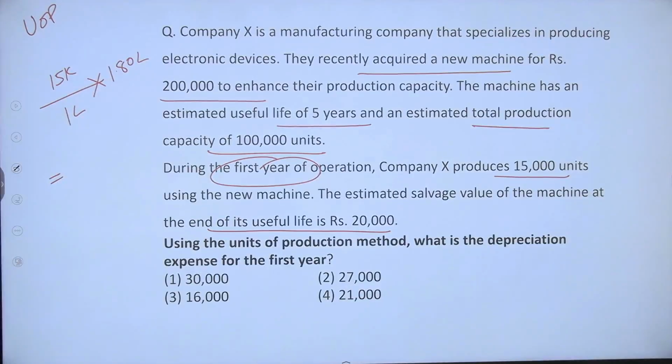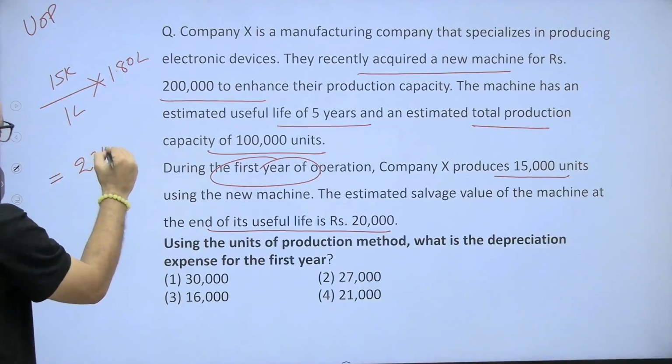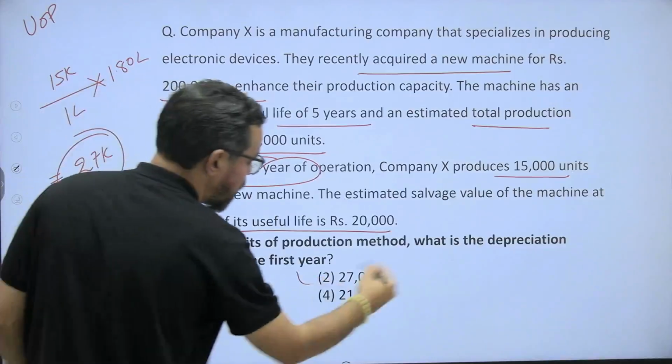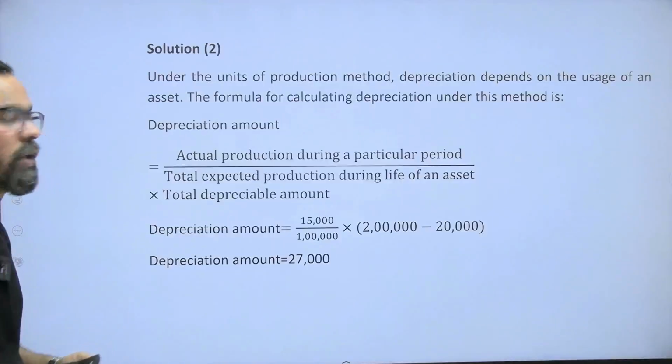15,000 divided by 1 lakh into 1.80 lakh gives 27,000. So 27,000 means option second will be the correct answer for this particular question, right?